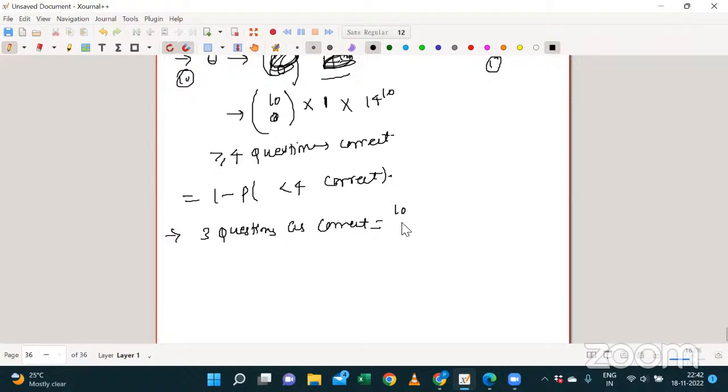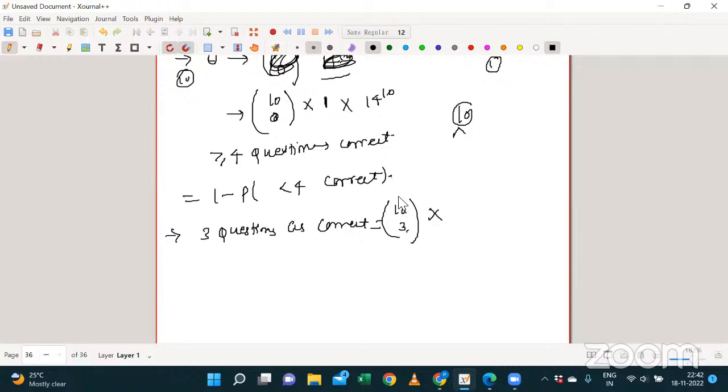See, it should be 10C3. Why? Because out of those 10 questions, any 3 questions can be correct. Are you getting this at this point? Out of 10 questions, only 3 are correct, so 10C3. I can choose any 3 questions which are correct. In how many ways will those questions be correct?